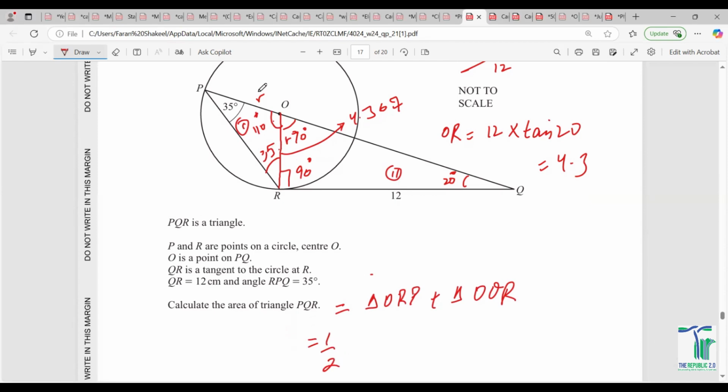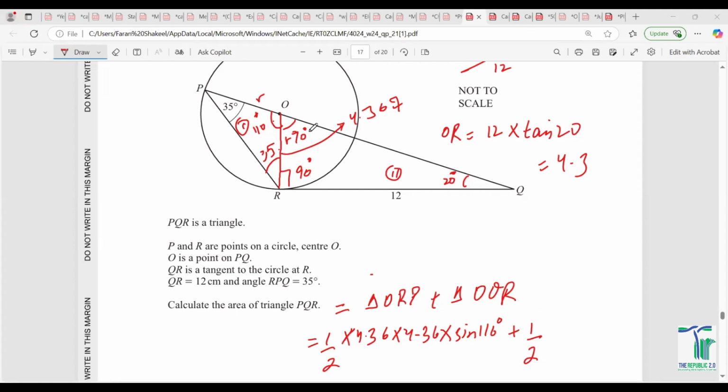If you have this side, this side is also going to be 4.3 because it is a radius. So 4.36 times 4.36 and the angle between them, which is sine 110. Plus, if you're looking for the area of the triangle OQR, it must be 1 by 2, right? So now you've got OQR.